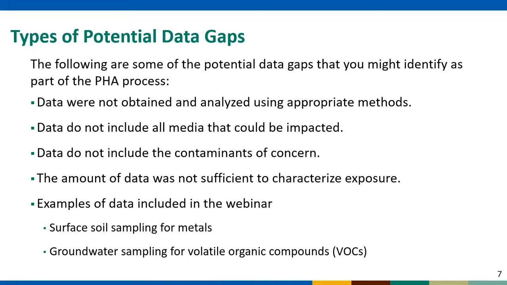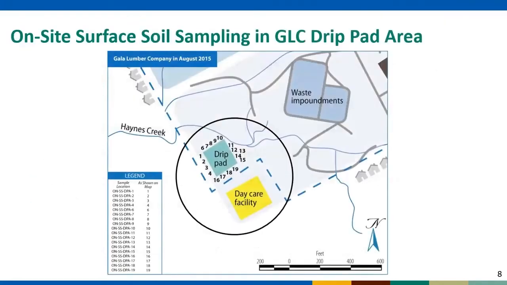Now let's look at several examples of site data from the GLC site and from some real sites to review whether the data are appropriate for use and to determine if there is a critical data gap. Let's look at the various data relating to some of the completed exposure pathways associated with the GLC case study. First, we will evaluate the representativeness of the data for the soil pathway, both on-site and off-site exposure.